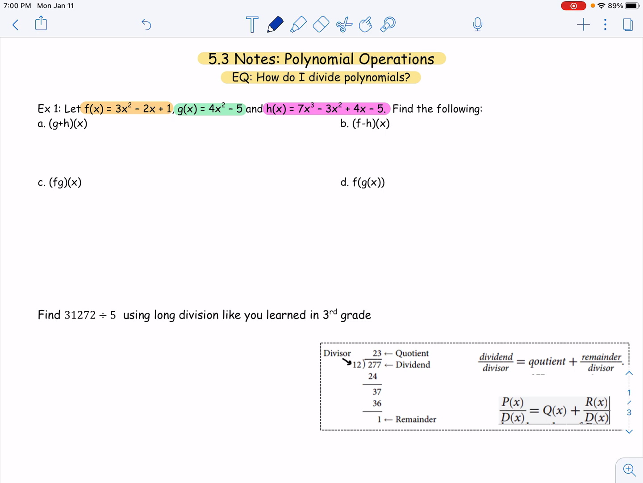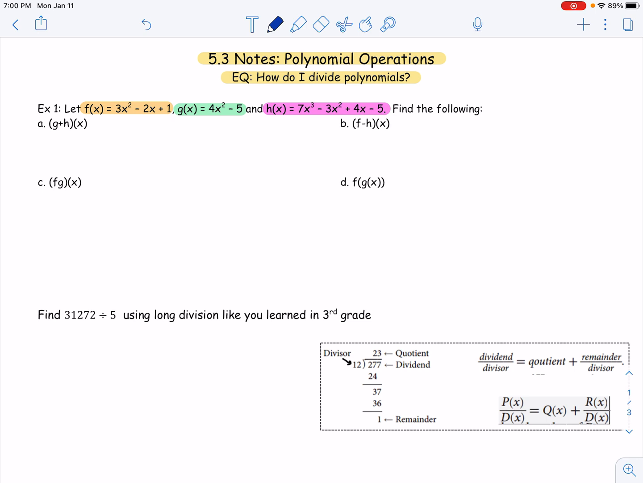So here we have f of x is 3x squared minus 2x plus 1, g of x is 4x squared minus 5, and h of x is 7x cubed minus 3x squared plus 4x minus 5. So these are just three different functions that I'm providing to you. And so we're going to go through each operation here.